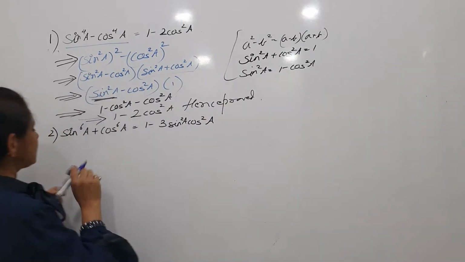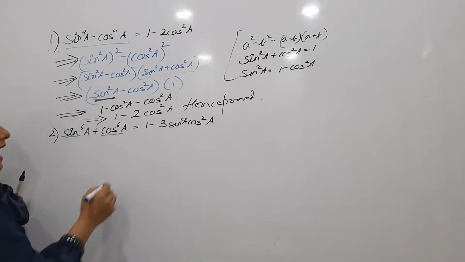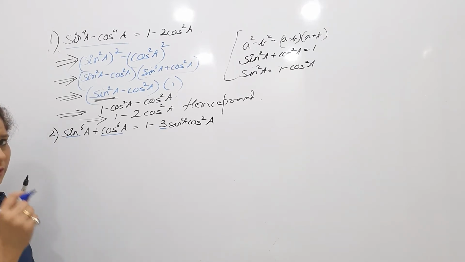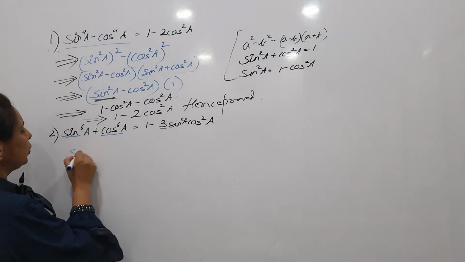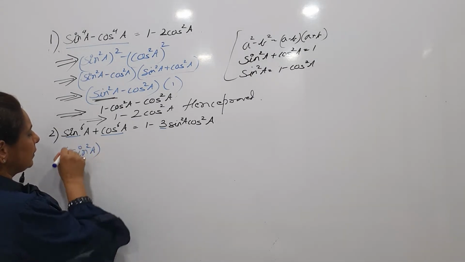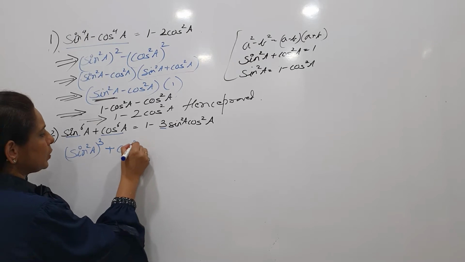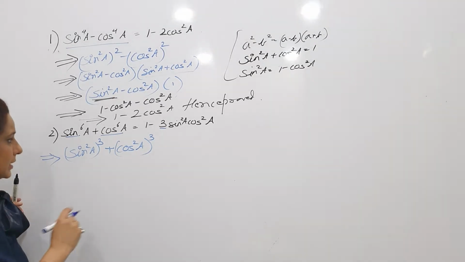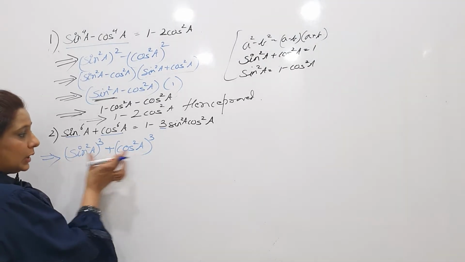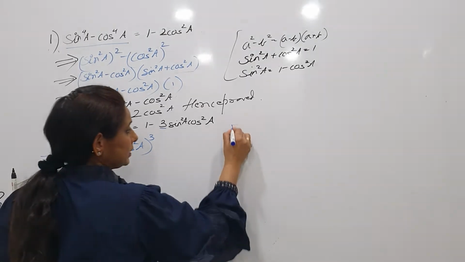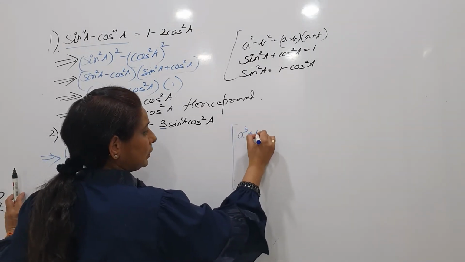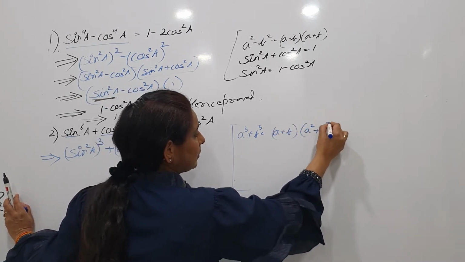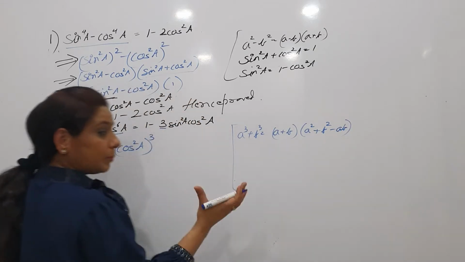So here we can see sin⁶a and cos⁶a and here we can see 3. So that gives us a hint that it is something related to cube. So what we'll do, we'll write (sin²a)³ + (cos²a)³. We have already started solving LHS. So this has converted to a³ + b³. So what is the a³ + b³ identity? It is (a + b) multiplied by (a² + b² − ab). I hope you remember this identity.